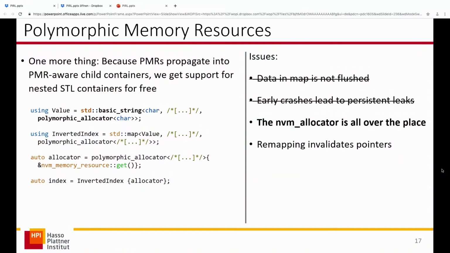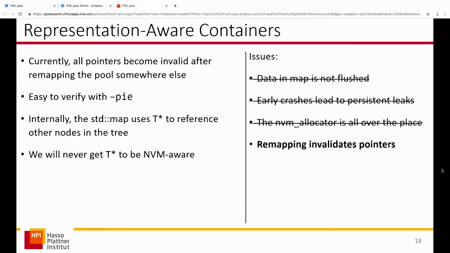All right, last open problem: remapping invalidates pointers. How can we deal with that? I mentioned that we tried it out with position-independent code, and if you don't do any modifications, this will certainly crash. The reason is, of course, that std::map uses pointers internally to reference other nodes. If we have strings there, the pointer into the heap is also a regular pointer, and we will never get those pointers to be NVM aware.